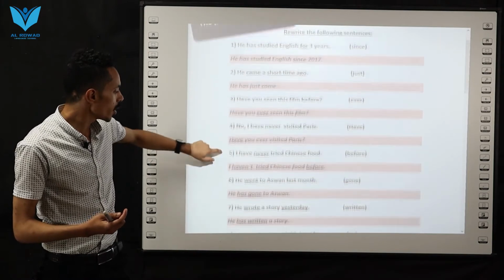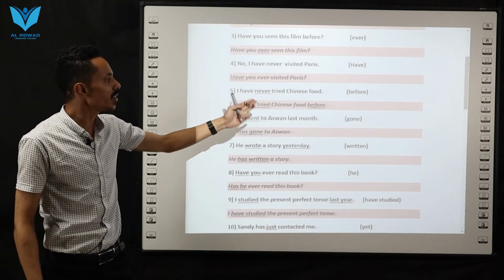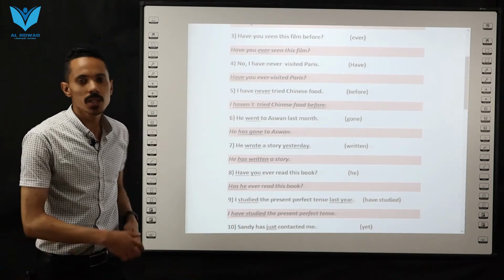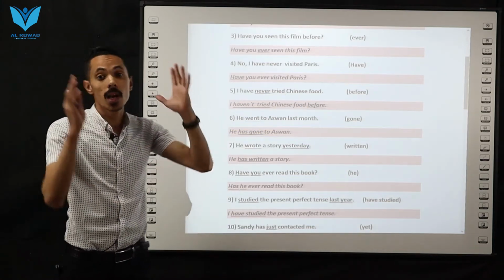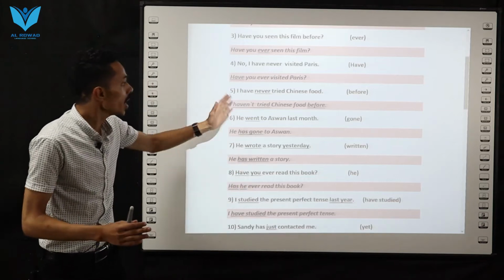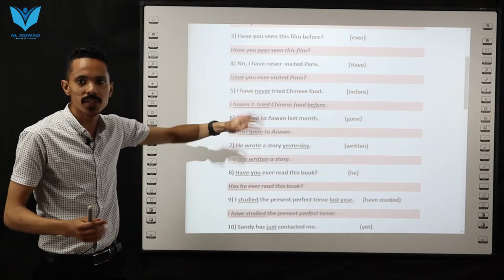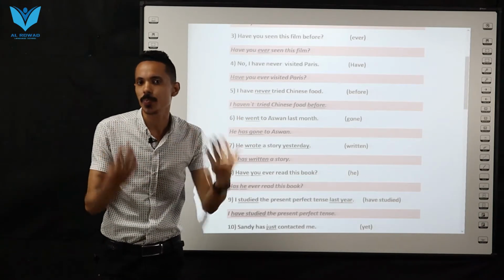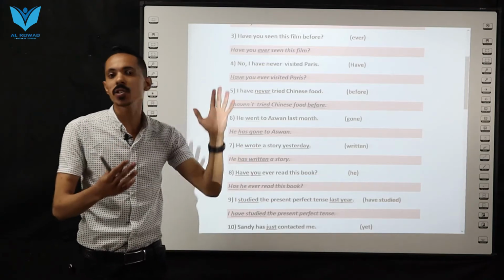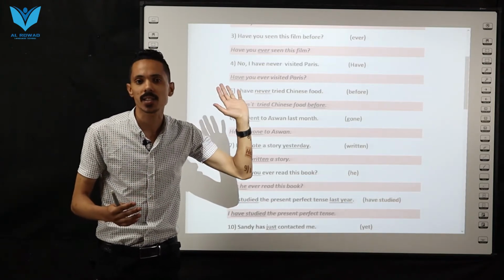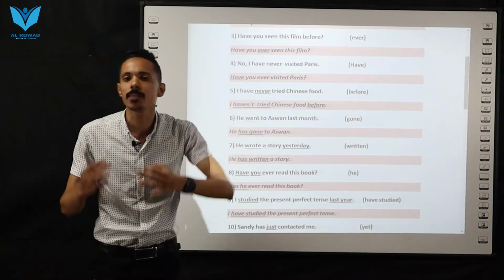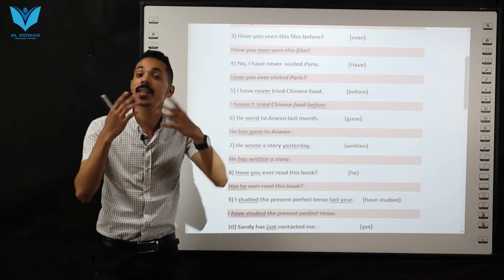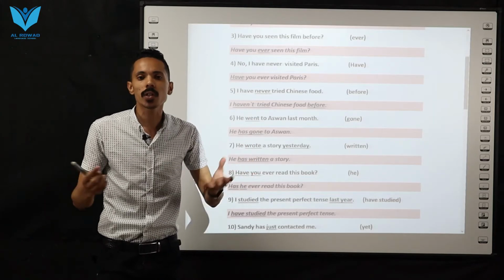After that, number 5, I have never tried Chinese food. So here I want you to use before. In fact, as I told you last session, I have never tried Chinese food is a negative experience you didn't do in your life in the past. And also, I can use before in the same usage to talk about negative experience. But what shall I do?